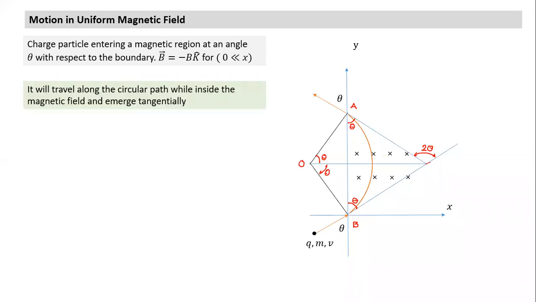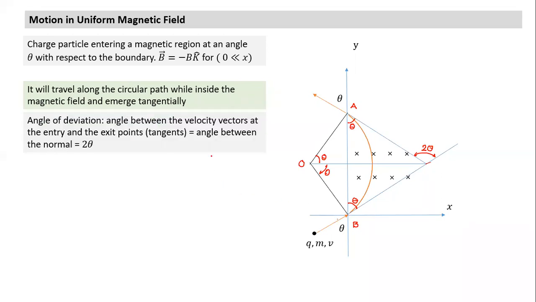It will travel along a circular path while inside the magnetic field, and it will exit or emerge tangentially. From the property of a circle, it's very easy to notice: if you draw a chord, and this angle is theta, this angle will also be equal to theta. This angle will be theta and this also theta. So it will always exit at the same angle as it has entered.